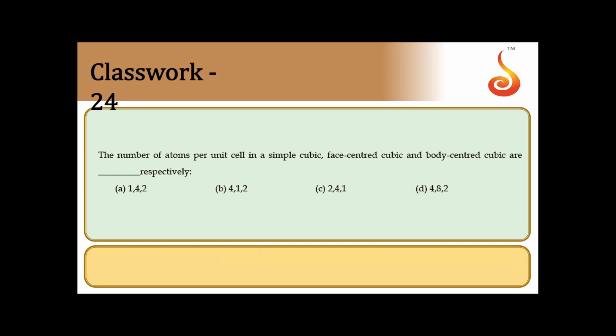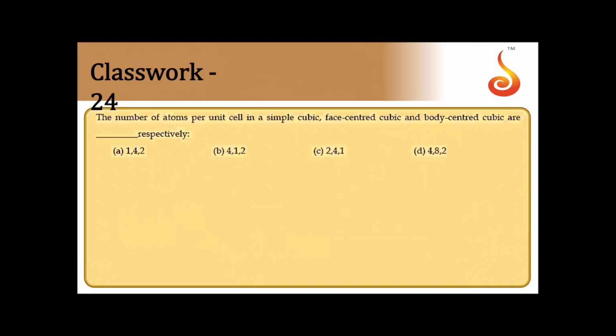Next, the number of atoms per unit cell for simple cube, face-centered cube and body-centered cube are? For a simple cube, the number of atoms is only 1, face-centered will have 4 per unit cell, and body-centered will have 2 altogether. So the answer comes to option A, 1, 4 and 2. Simple cube 1, face-centered cube 4, body-centered cube 2. So answer option A.